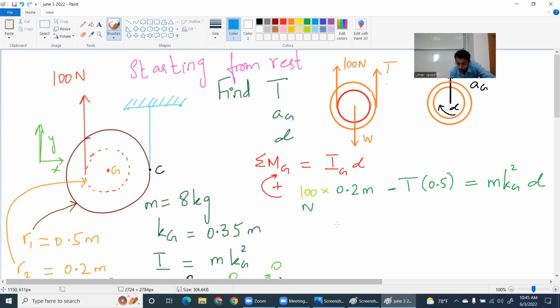Finish the question, then I think we have everything. So I think from here I will get alpha, right? Give me the value of alpha. Yeah, question is finished. Small question. Mass is 8 kilogram, kg is 0.35 meter, alpha is unknown. Oh, T is also unknown. I'm sorry. It's not over, gentlemen.